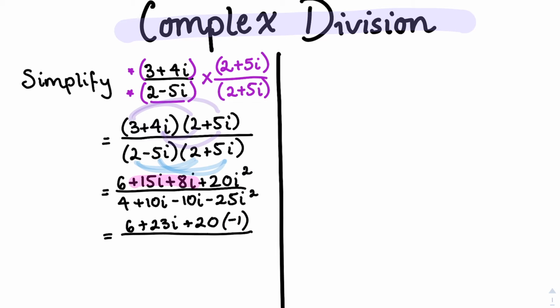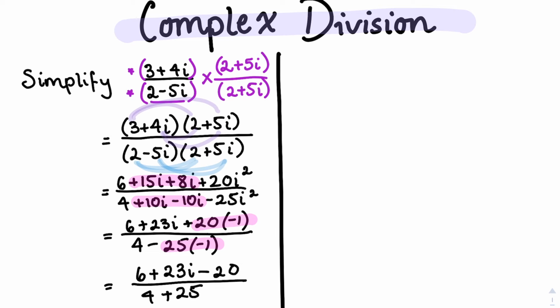Onto our denominator, we have our 10i minus 10i. That will just give us 0 i's, which we don't need to write. And then, of course, we have our 25 multiplied by -1. Again, as i squared is equal to -1. Let's tidy this up a touch by simplifying these sections of our fraction.